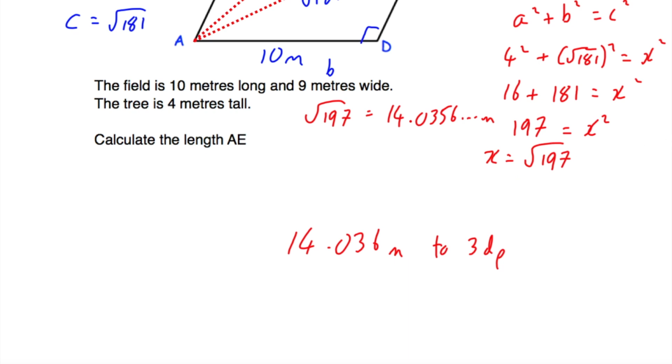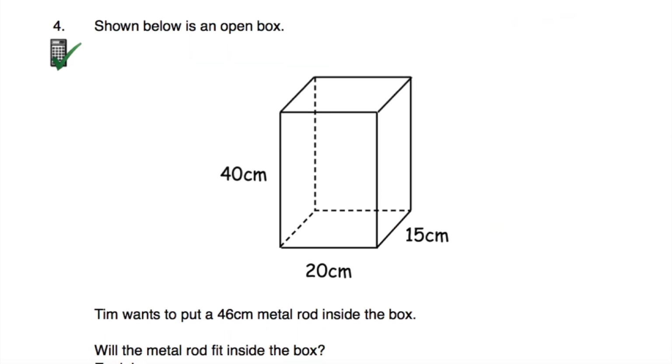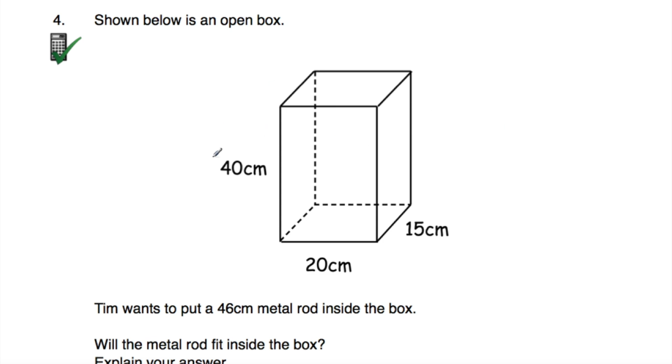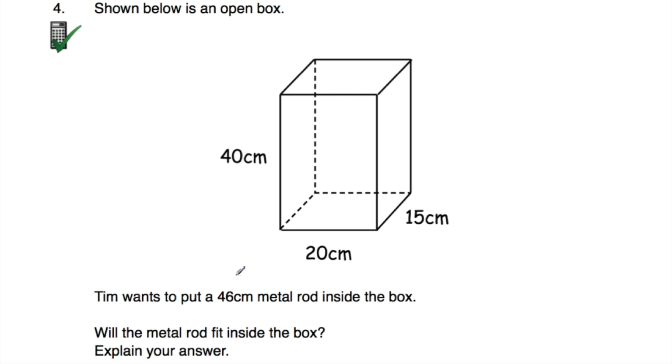Okay, let's look at our next question, question number 4. Okay, so question number 4, we've got this open box. So this is an open box, and we've got the lengths of some of the edges. And then we're told that Tim wants to put a 46 centimeter metal rod inside this box. So he wants to put a 46 centimeter rod inside that box. And we've been asked, will the metal rod fit inside the box? And to explain your answer.